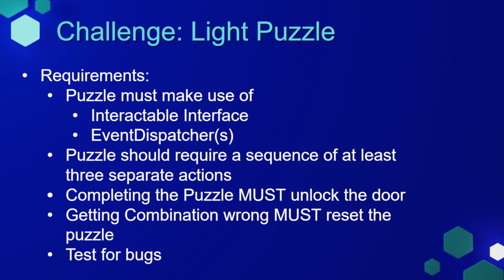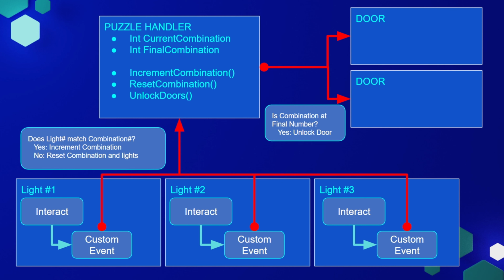So given these requirements, if you'd like to attempt the puzzle on your own, you can pause the video now and give it a shot. Otherwise, I'll walk you through my implementation. And here's just a quick diagram of how I want my puzzle to work. I'm going to have 3 different lights, and they're all going to have a variable of the number of that light. And then I want to have both of the doors on my house unlock when the puzzle is correct.